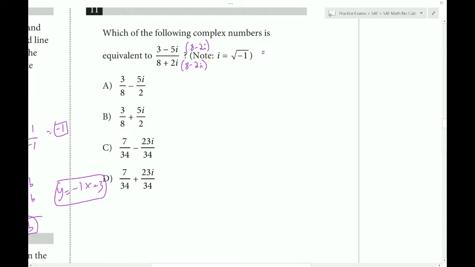So when we multiply the top, we're going to have to FOIL. You get 3 times 8, which is 24, and then I can do the inner, minus 40i, outer, minus 6i, and then the last would be plus 10i squared. Divided by 64, plus 16i, minus 16i, and then minus 4i squared. This will cancel. And these two will combine to be minus 46i.